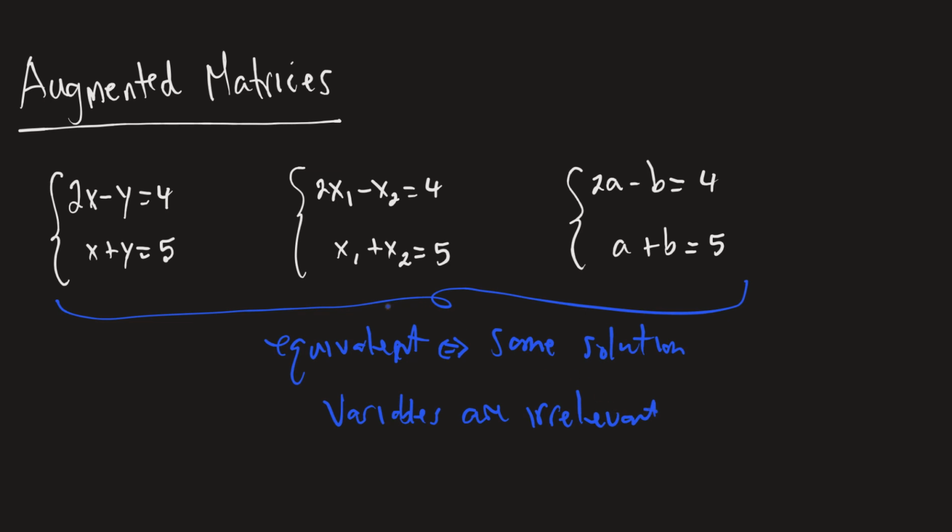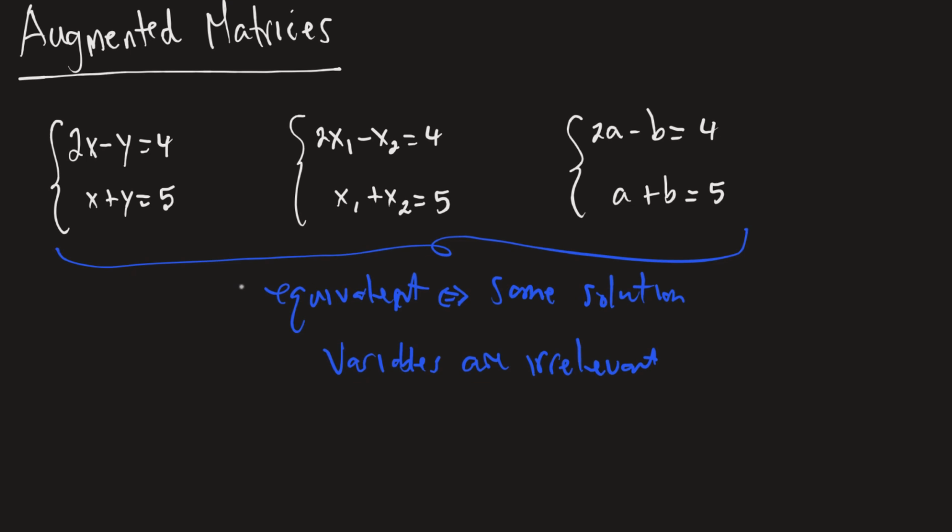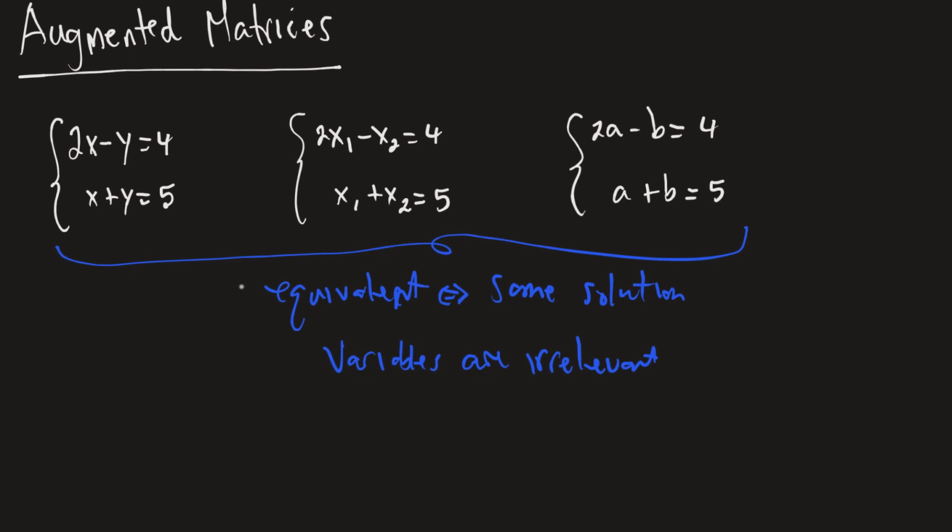So in fact, do we even need to keep track of the variables at all? If it's really just the coefficients that are important, then maybe we can find a more effective, a more efficient way of keeping track of all the relevant information. Okay, so keep that in mind.